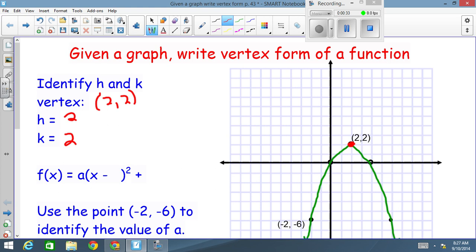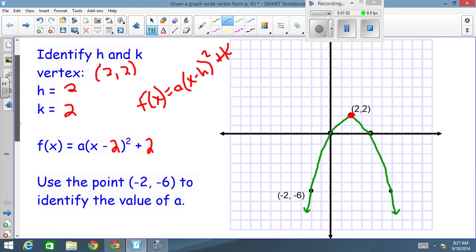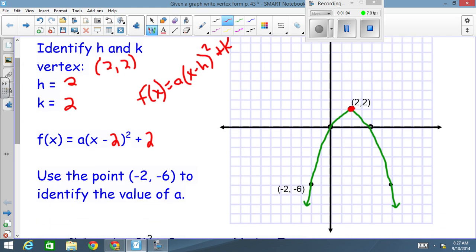Okay, so if we then go to what vertex form is, we know our vertex form looks like this. It's a times (x minus h) squared plus k. We're going to put the h and the k in. So x minus, my h is 2 and my k is 2. Very well.